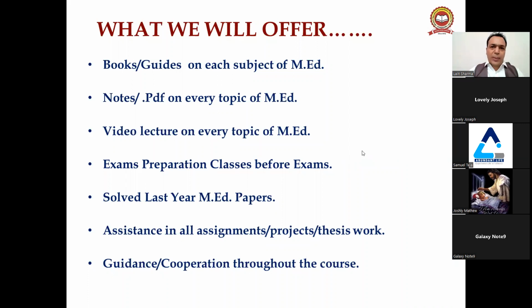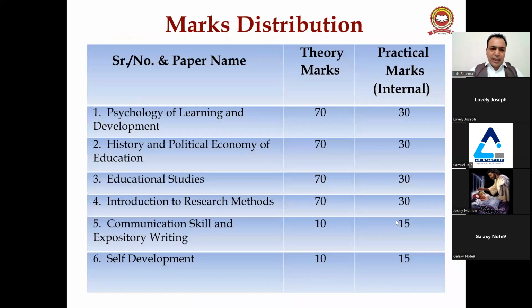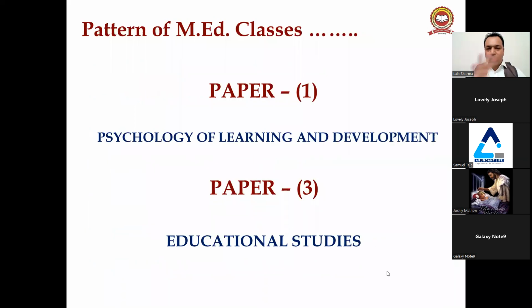Now, what would be the pattern of our classes? How will we move, right, guys? Basically, we have to discuss the 4 theory papers: Psychology of Learning and Development, History and Political Economy of Education, Educational Study, and Research Methods. First, we will cover paper 1 and paper 3. Got it? Paper 1 is Psychology of Learning and Development. In short, we call it the psychology paper. Third is Educational Studies, right?